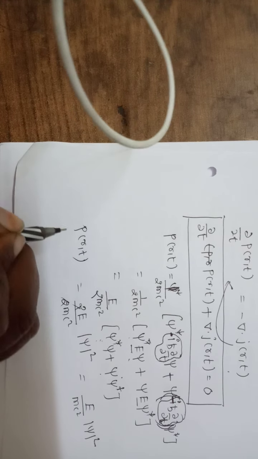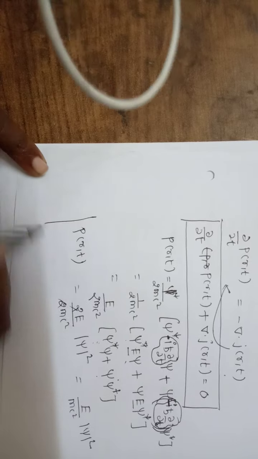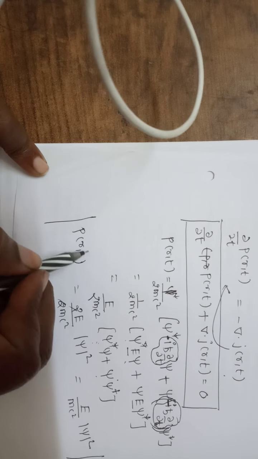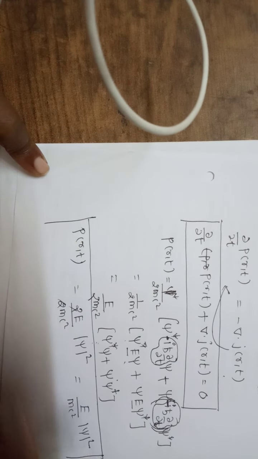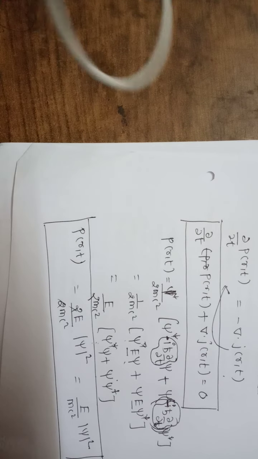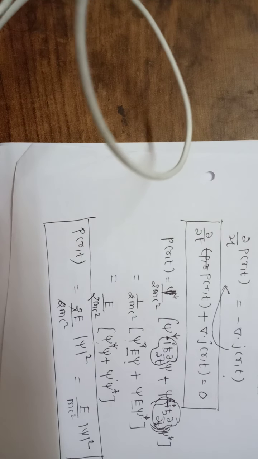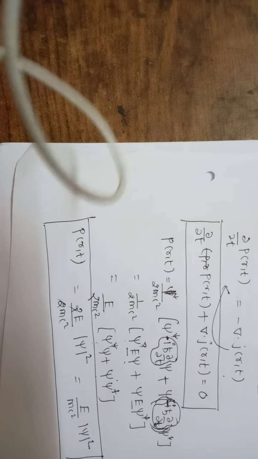So from that equation we can conclude that when p is positive, E is positive, and when p is negative, E is also negative. Meaning the probability density takes both positive as well as negative values.